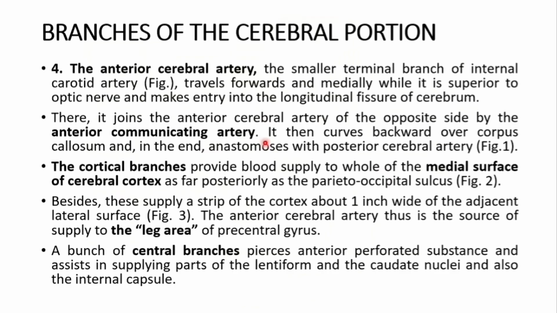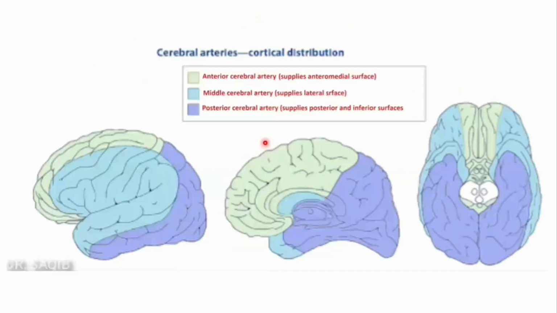The cortical branches provide blood supply to the whole of the medial surface of the cerebral cortex as far posteriorly as the parieto-occipital sulcus, right? So let's see the picture, the cortical branches. Here you could see the cortical branches of the anterior cerebral arteries. This is the anterior cerebral artery. Here, this whole area, and this area, right? So focus at this area, this strip upper.